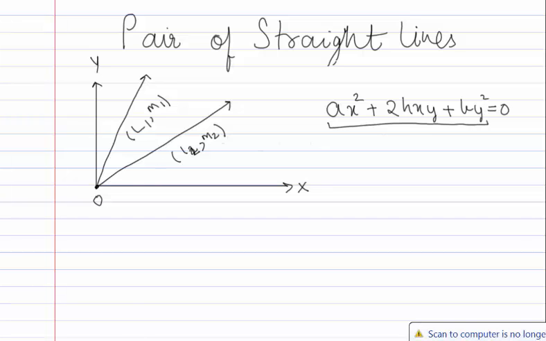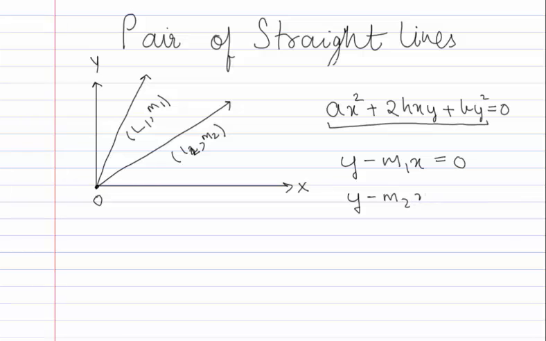Now obviously you might know the slope-intercept form, which is y is equal to mx plus b. If I consider the first line and I write that line in the slope-intercept form, it's going to be y minus m1x is equal to 0, right? Hopefully that makes sense. It's nothing new here. And similarly I can do that for the second line. It's going to be y minus m2x is equal to 0.